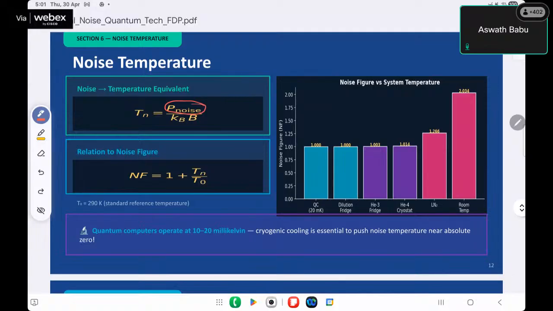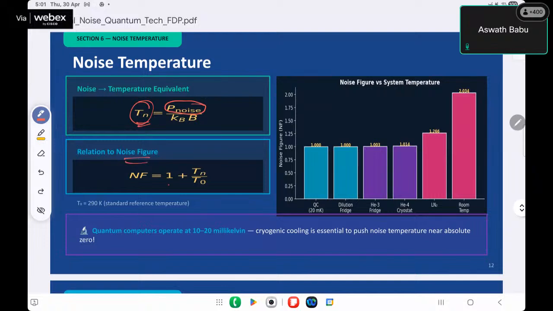Earlier we had P noise equal to T times the Boltzmann constant multiplied by bandwidth. So I represent the noise in terms of temperature here. Why do I need this? It will help me to straight away quantify the noise in terms of temperature. The moment I do that, I can relate it to the noise figure.